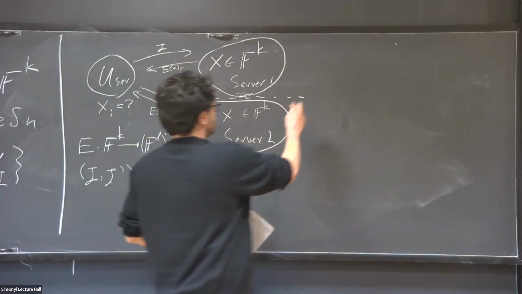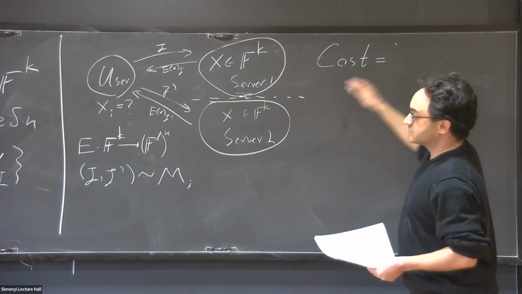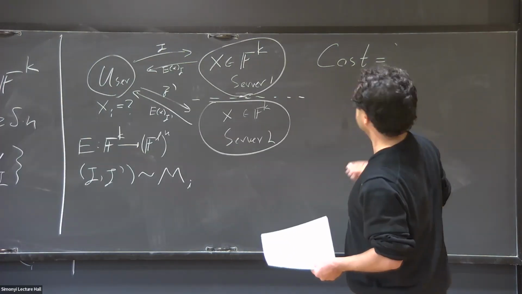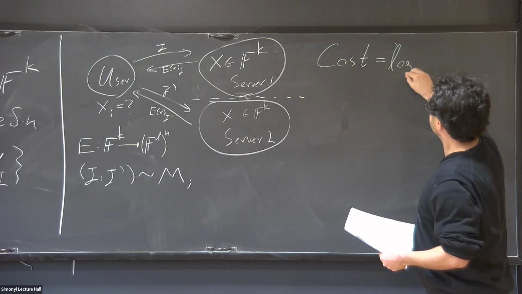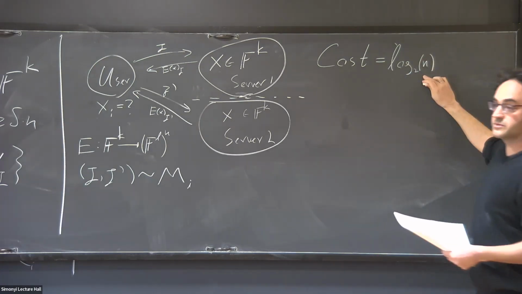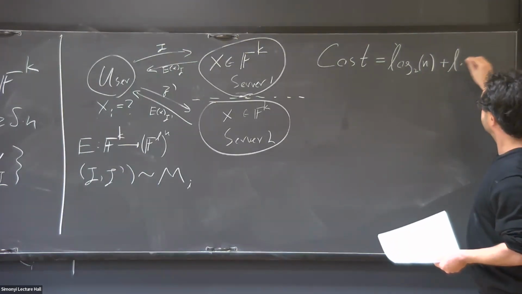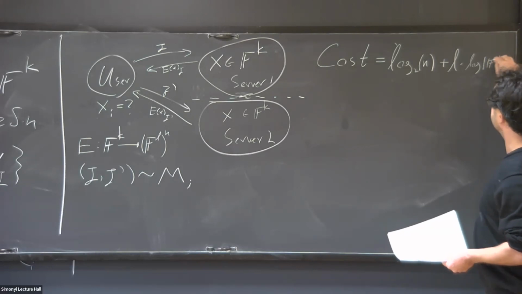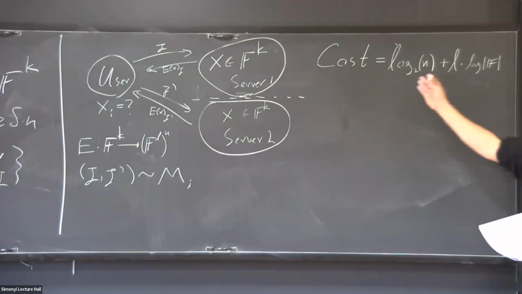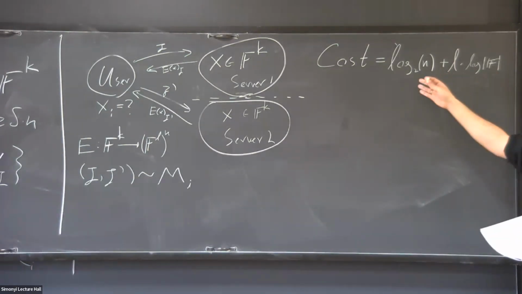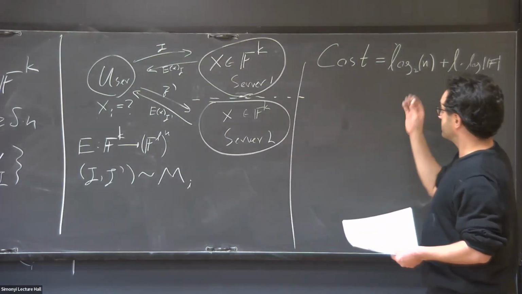And what's the communication cost of the protocol? In terms of that code, what is the cost? The user sends log n bits, log base 2 of n bits to each server, and gets back L times log of the size of F. Again, we'd like the field to be finite for this. So we'd like to minimize this.